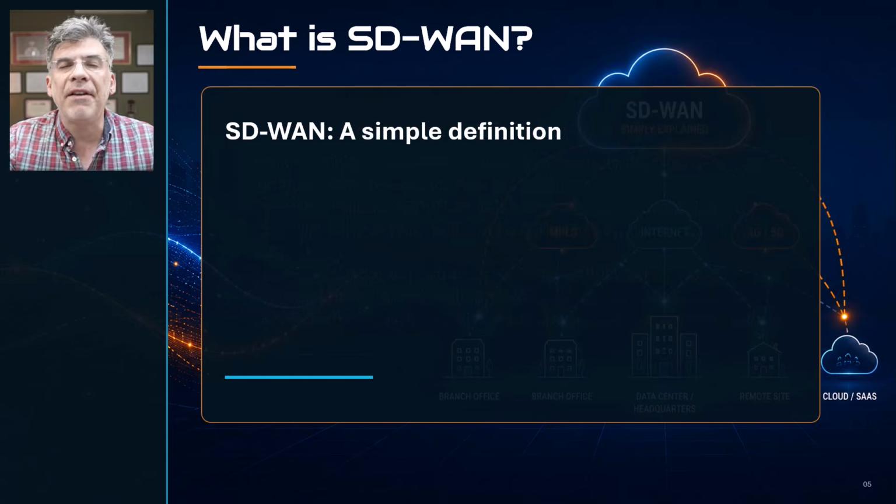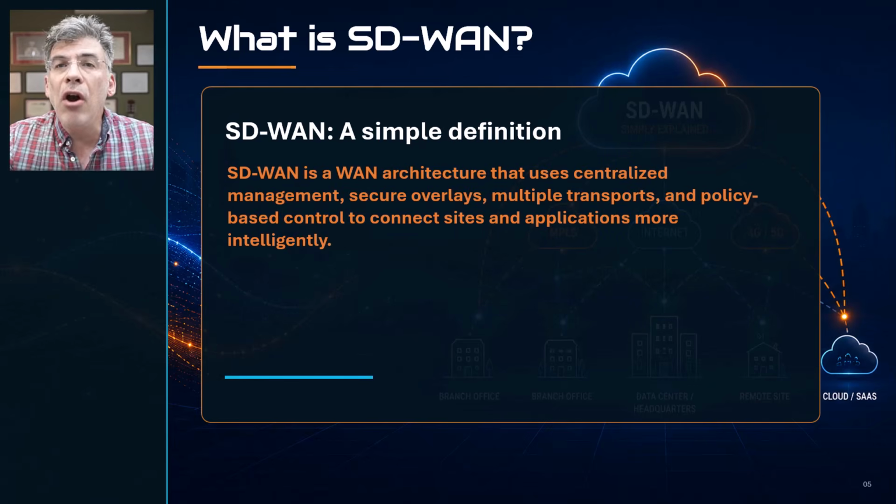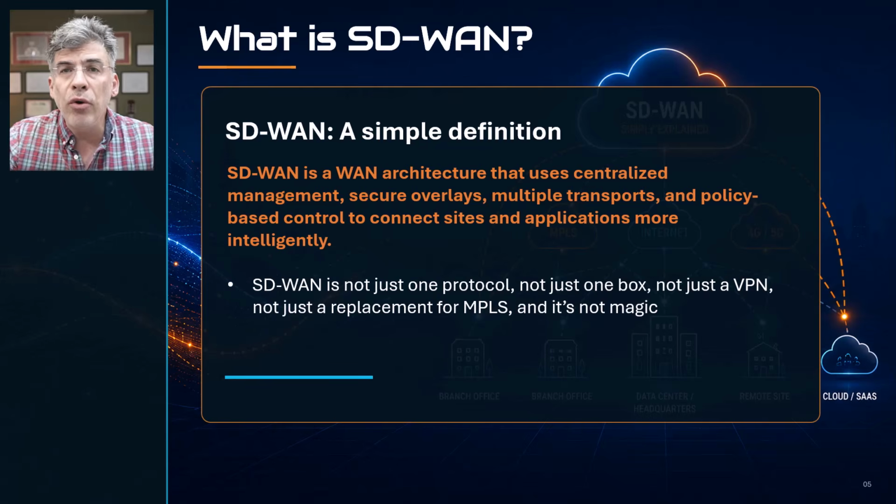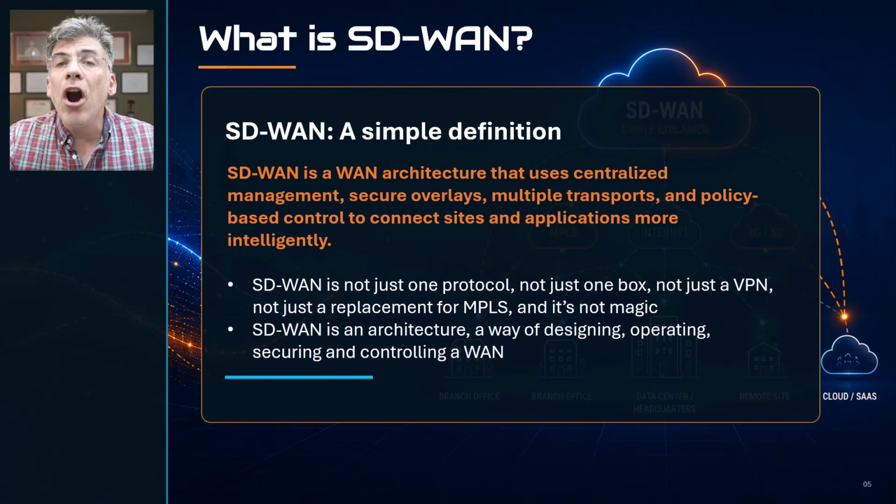So here's a simple definition. SD-WAN is a WAN architecture that uses centralized management, secure overlays, multiple transports, and policy-based control to connect sites and applications more intelligently. That definition is important because it keeps us away from some common misunderstandings. SD-WAN is not just one protocol, it's not one box, it's not just a VPN, it's not simply internet instead of MPLS, and it's not magic. SD-WAN is an architecture. It's a way of designing, operating, securing, and controlling the WAN.